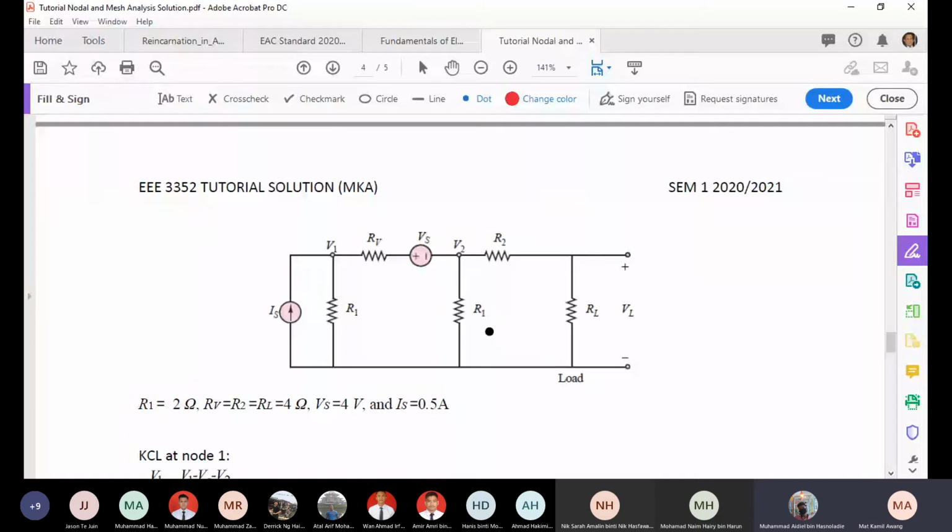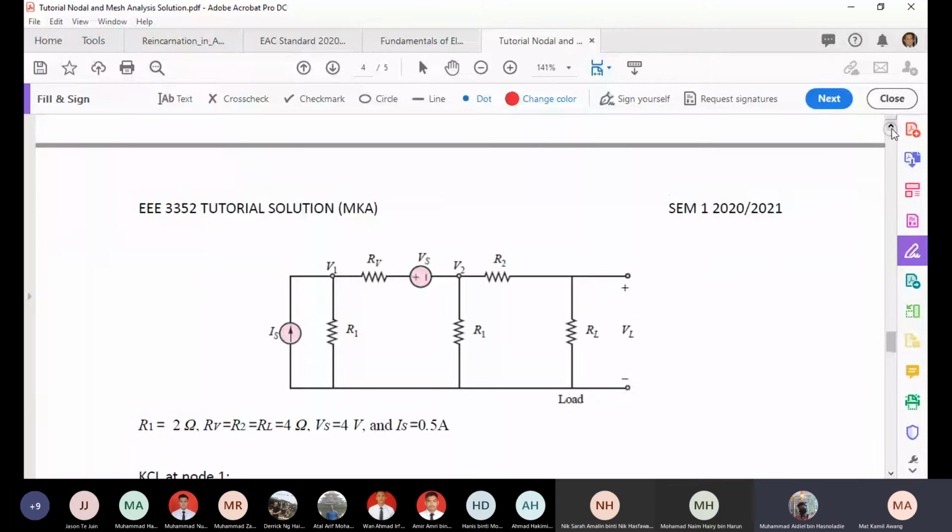This one I don't give. I missed this one, 2.12. Later. So I skip this.